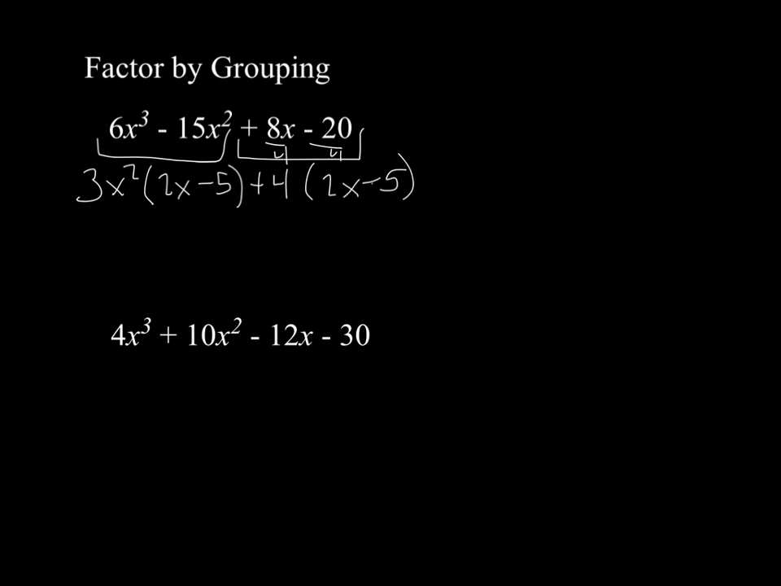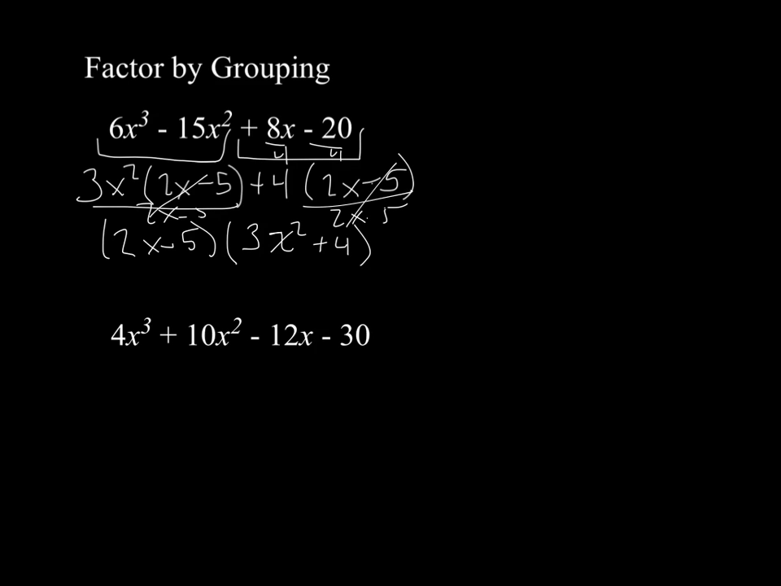So this is a factor in the first term and a factor in the second term, which means we can factor out that common factor of 2x minus 5. When I do that, I'll be dividing both of these by 2x minus 5, which is going to make the 2x minus 5's cancel, and you'll be left with 3x squared plus 4. This is my completely factored result here.